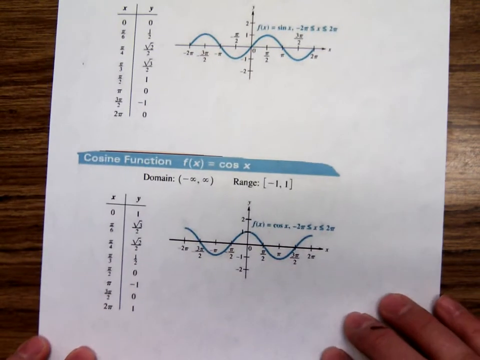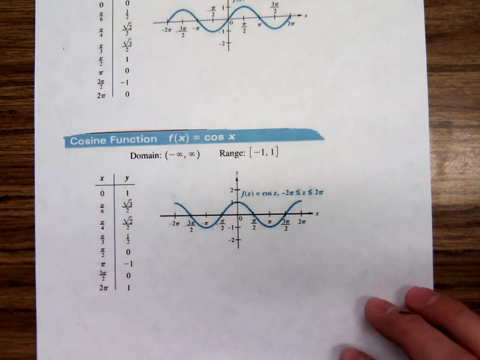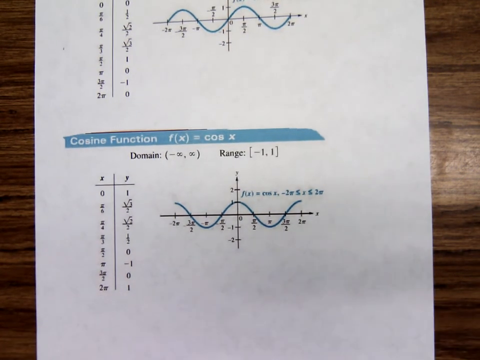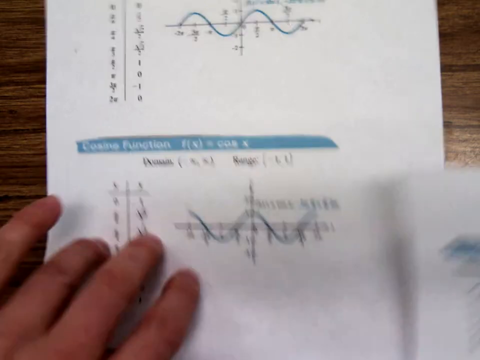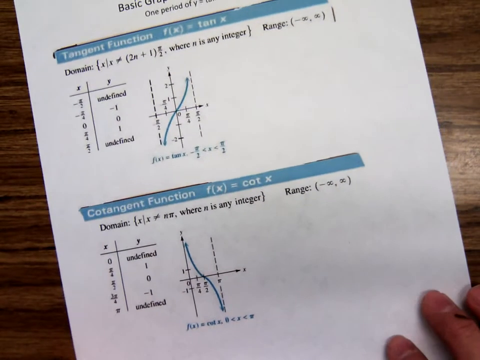And we can look at the graph of cosine. Again, it's domain all real numbers. It's bouncing between -1 and 1. That's what we did a week ago today. Then on Wednesday, we were graphing tangent and cotangent.